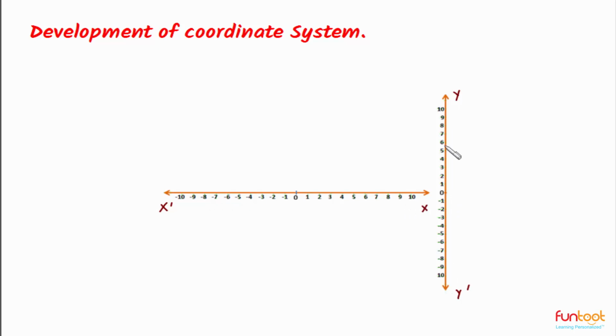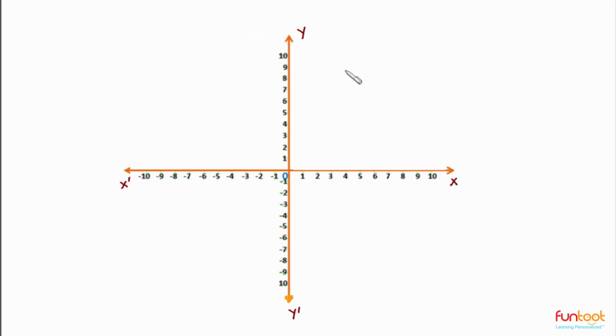Now we will combine these two number lines. Let's see what happens. So this is what happens when we combine the two number lines here. x'x becomes the horizontal axis and y'y becomes the vertical axis. And this is the point where 0 point of both the number lines coincides. This becomes our origin (0, 0).